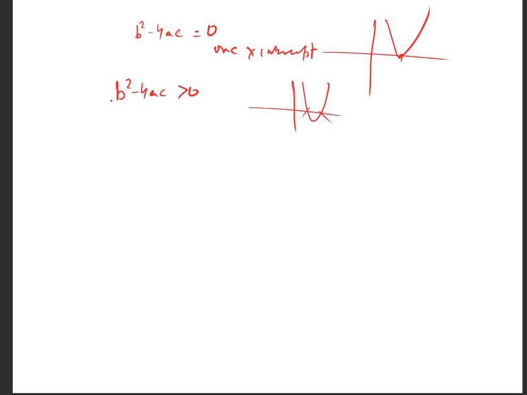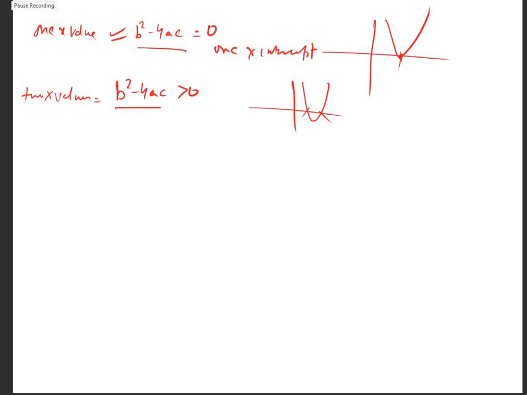Because I have two roots of x, two roots of the equation. I have two different values from the quadratic formula. This will give me just one x value. This will give me two x values. And hence I've got two x-intercepts, and hence I've got just one x-intercept here. So whenever your b square minus 4ac is less than 0, the graph is not touching the x-axis.